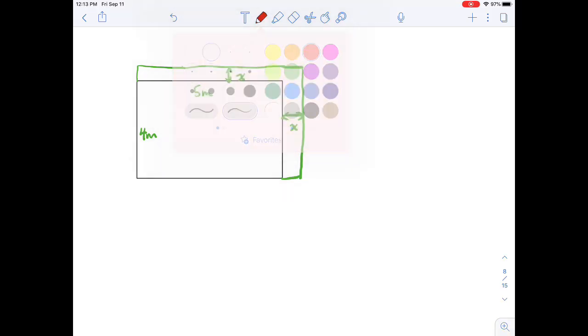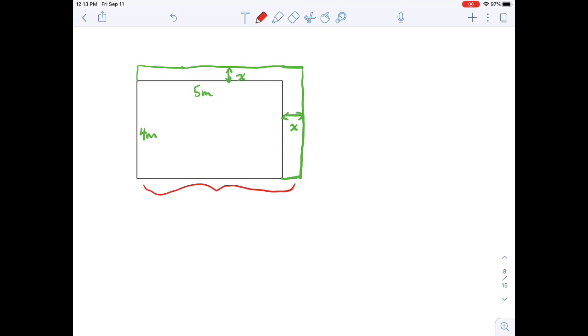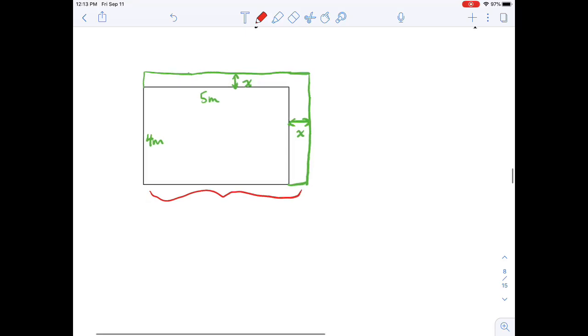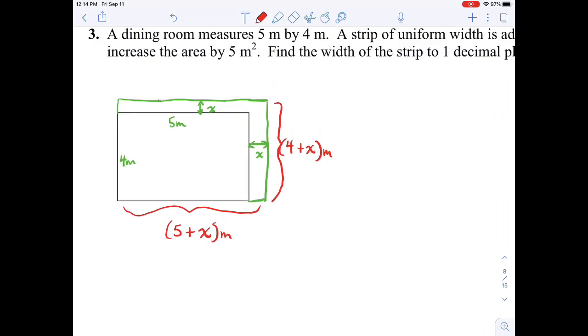So then we can think a bit more generally about the overall shapes that we see. If we want to think about this new longer length, it's not just 5 meters anymore. It's going to be 5 meters plus an extra x meters. This side here is not just 4 meters anymore. It's going to be 4 meters plus an extra x. That's how many extra meters it's going to be. But remember, each of these values is still represented in meters.